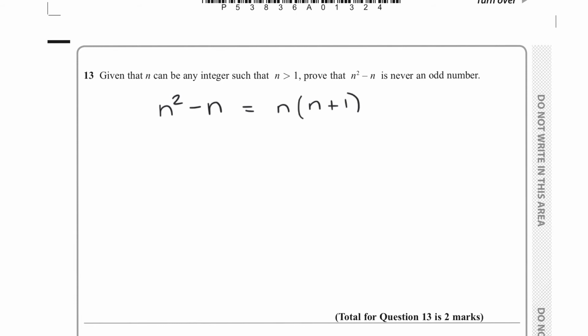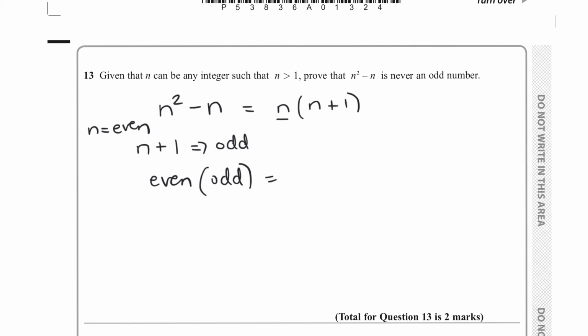So let's say n is even. Then n plus 1 would be odd, because for instance, if you add 6, add 1, you get 7. If you add 42, add 1, you get odd. So anytime you have an even number, you plus 1, you get odd. So if we now had even, which is our n on the outside of the brackets, multiplied by odd, if you ever have an even number multiplied by an odd number, you will always get an even number. That's a rule of thumb.